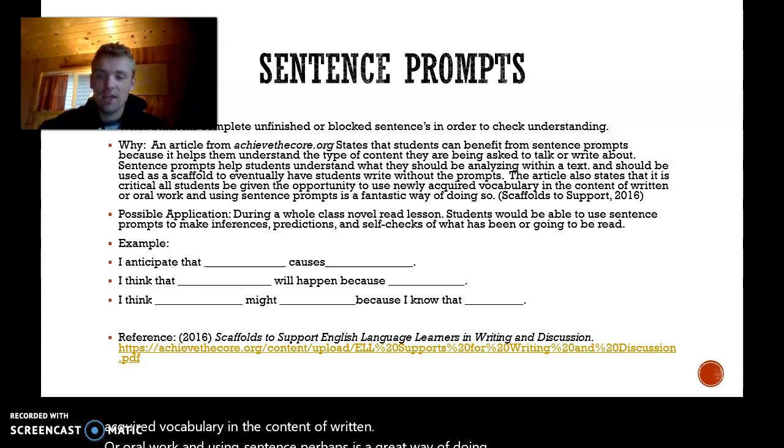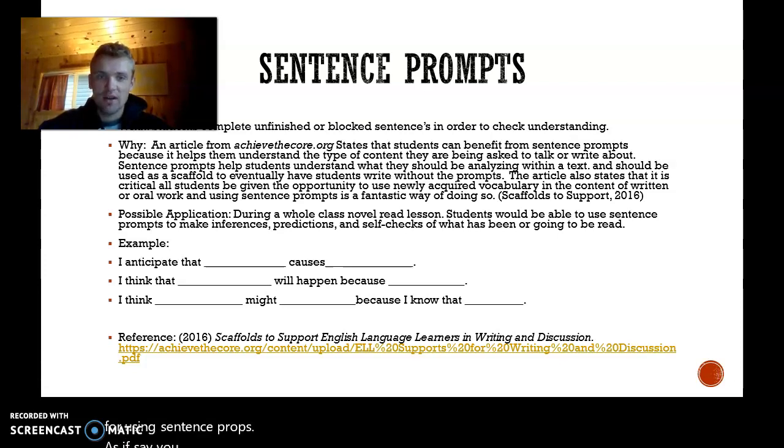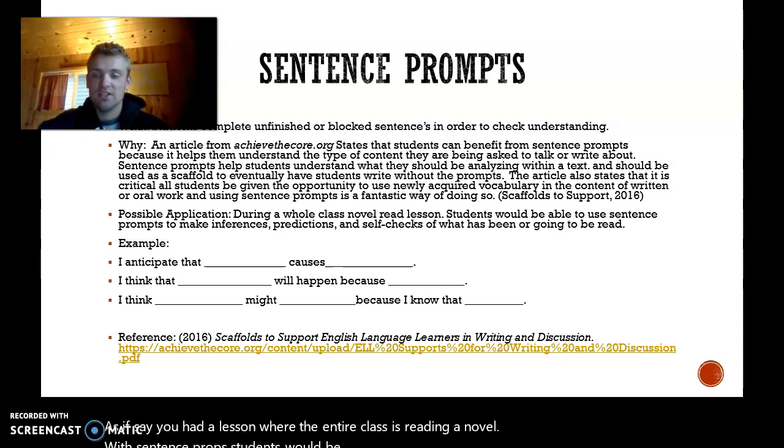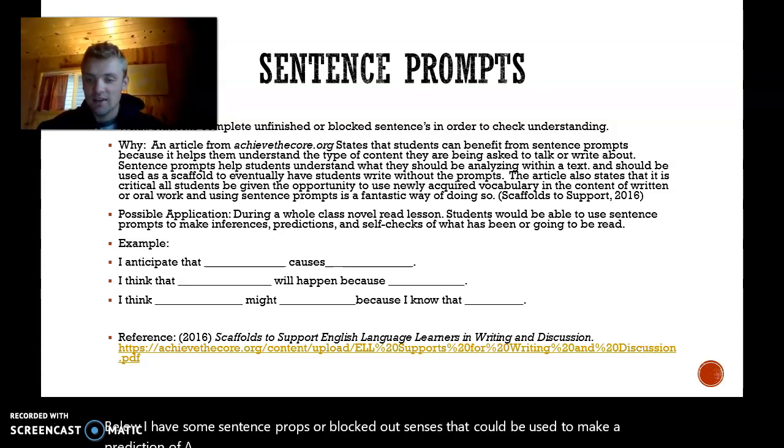A possible application for using sentence props is if, say, you had a lesson where the entire class is reading a novel. With sentence props, students would be able to potentially easily make predictions or inferences. Below, I have some sentence props or blocked out sentences that could be used to make a prediction of a novel. Maybe after reading a chapter or two, students could fill these out.